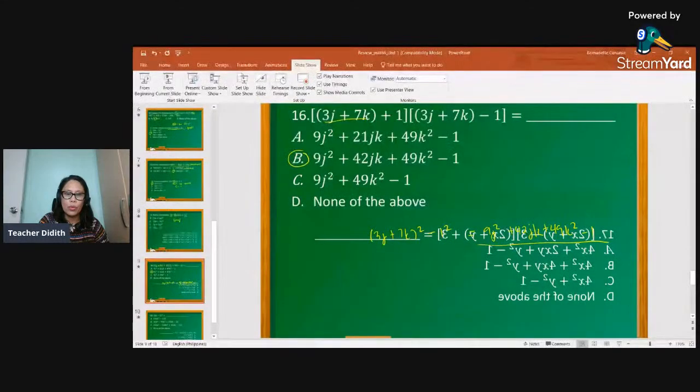So, doon na tayo sa 18 and 19. I hope wala nang mabaliktad do'n. And then few reminders lang ha. Ayun, nabaliktad din siya. So, we'll only work on one item na lang.